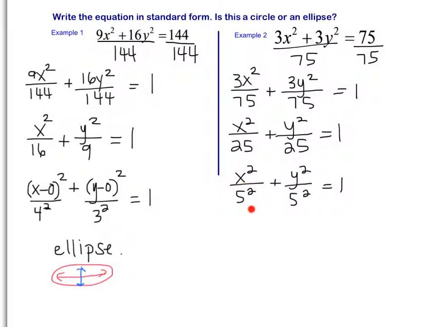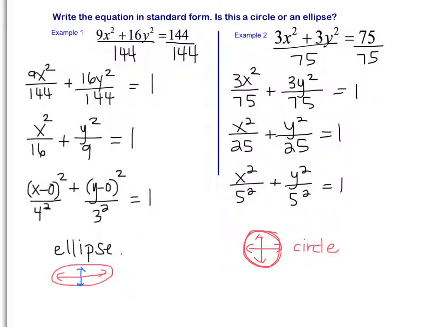If you look here, the denominators are equal. If you think about it, that would be saying go equal in the x direction as in the y direction. So if we go equal in all directions, what is that? That's the radius of a circle. So this is actually the equation of a circle.